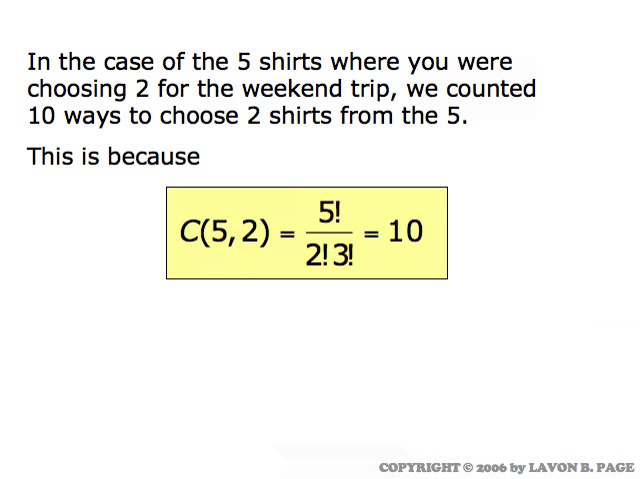In the case of the 5 shirts, where we were choosing 2 of them for a weekend trip, we counted the 10 ways to do it, and the combinations formula would give us 10 because 5 here is the number of objects, 2 is how many we're choosing. You plug those numbers into the combinations formula, and that gives you 5 factorial, n factorial is 5 factorial, 2 factorial, and 3 factorial are the 2 terms in the denominator, and the arithmetic there produces 10. So the combinations formula does give us an answer that's consistent with the 10 ways that we counted before looking at the formula.